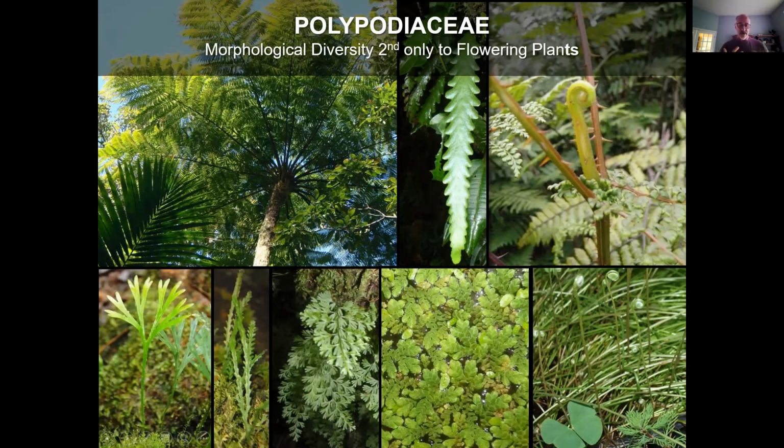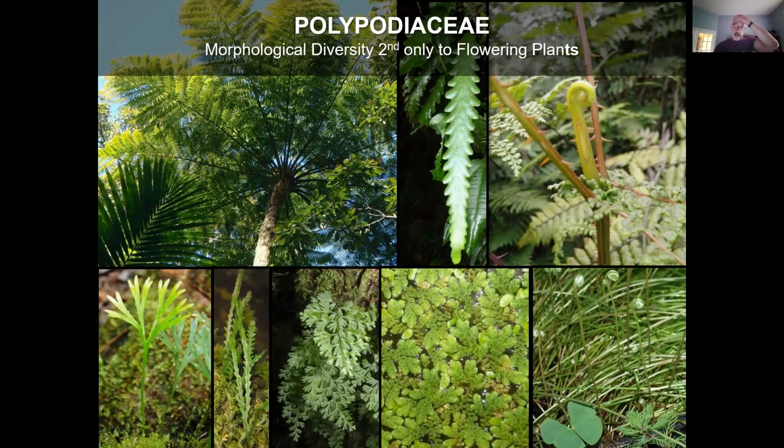The point is that the morphological diversity, the anatomical diversity of the Polypodiaceae is quite substantial and second only to the flowering plants. Flowering plants, there's about 300,000 species that have been documented. For the Polypodiaceae, there's about 15,000 that have been documented. There's only about 700 species of gymnosperms. Not very impressive, right? In comparison.